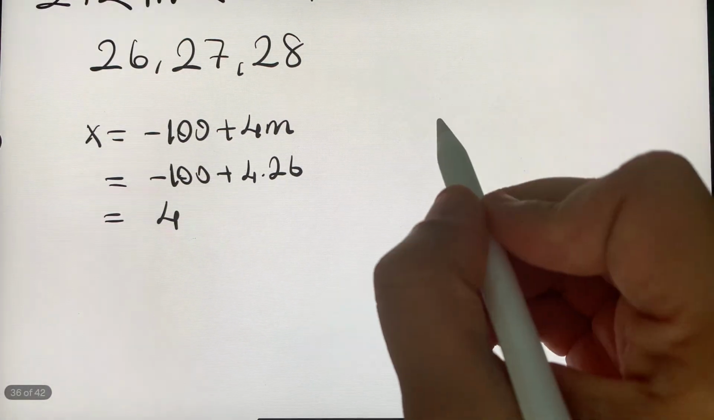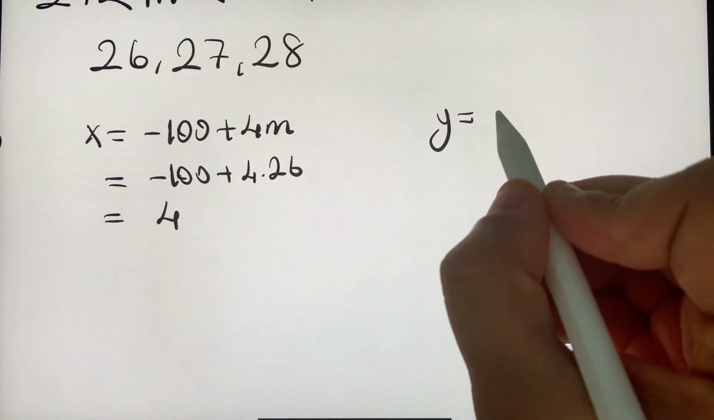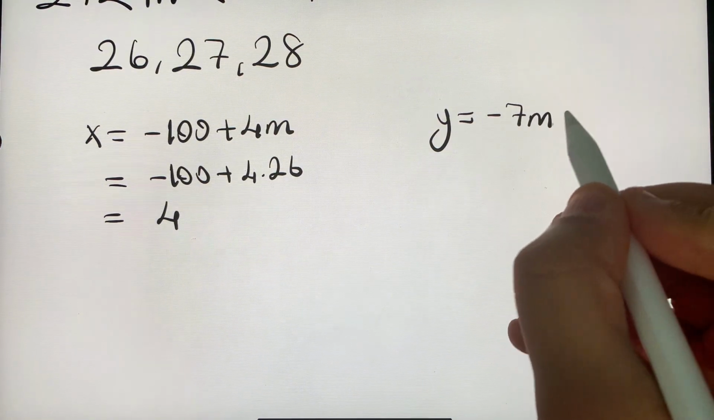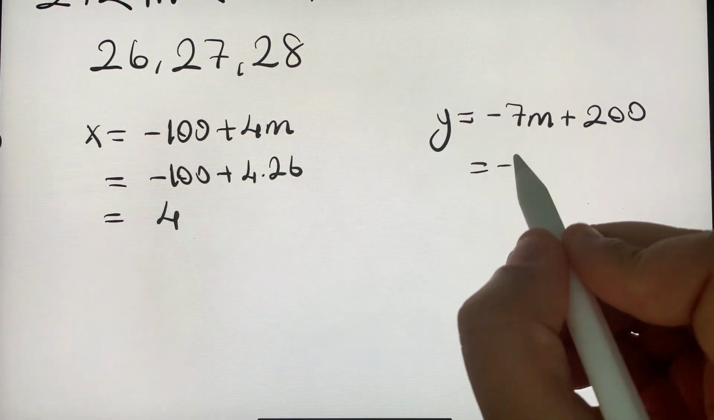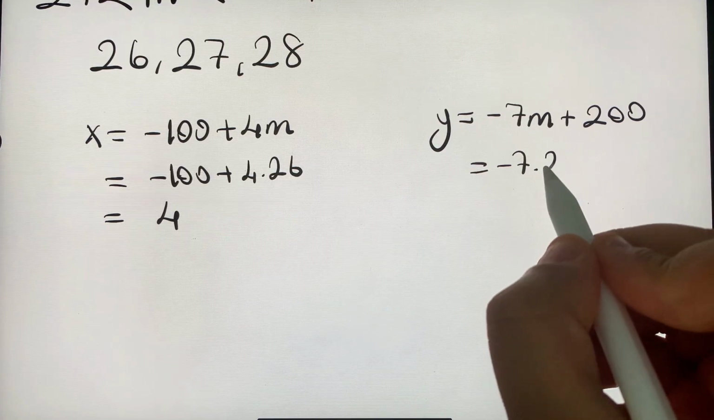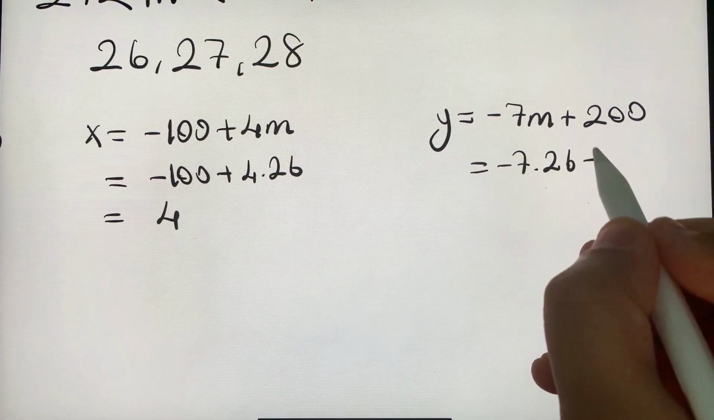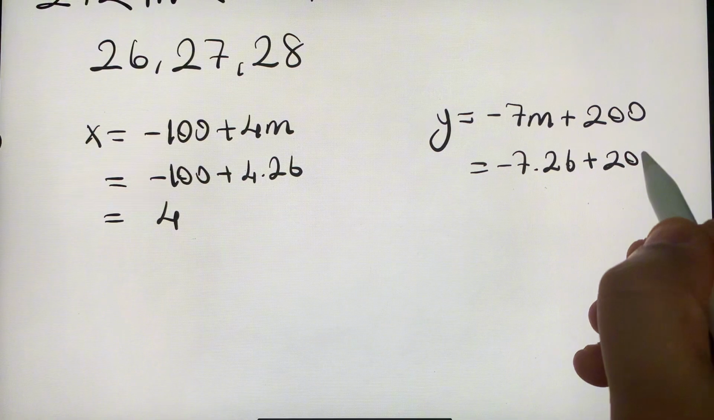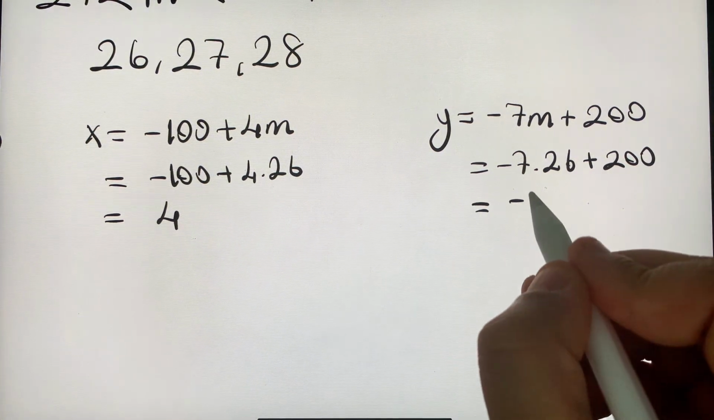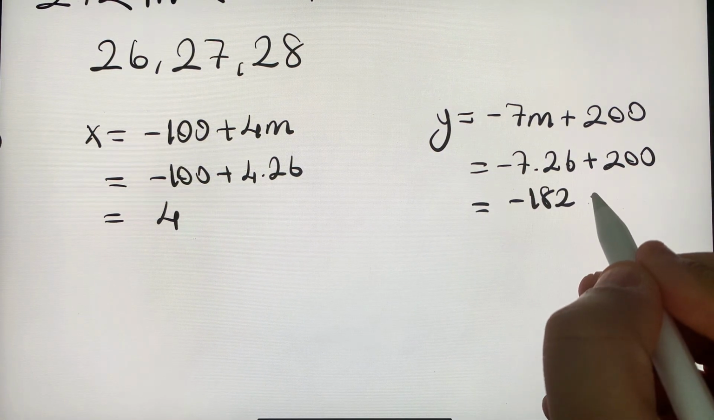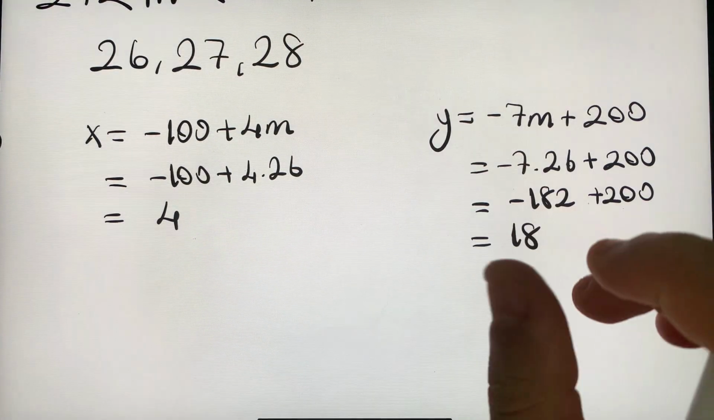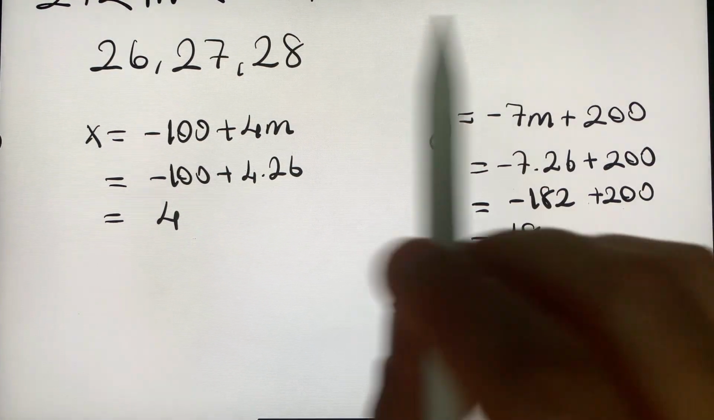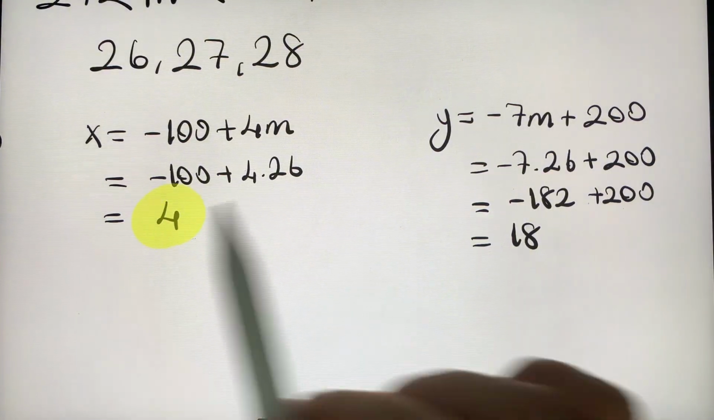Now let's repeat the same operations for y. y is negative 7 times m plus 200. This is minus 7 times 26, plus 200. I calculated a little more: negative 182 plus 200 came. Look, we got 18 from here. Let's mark these.